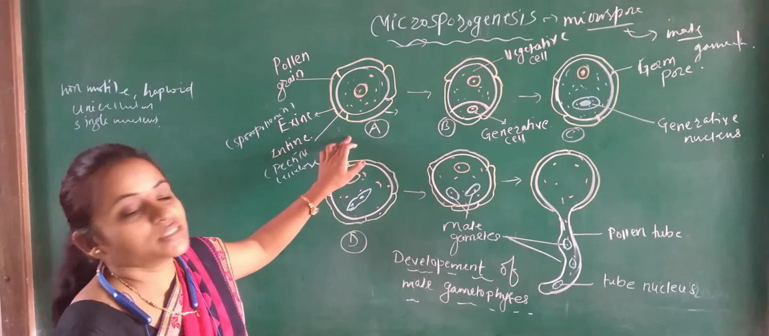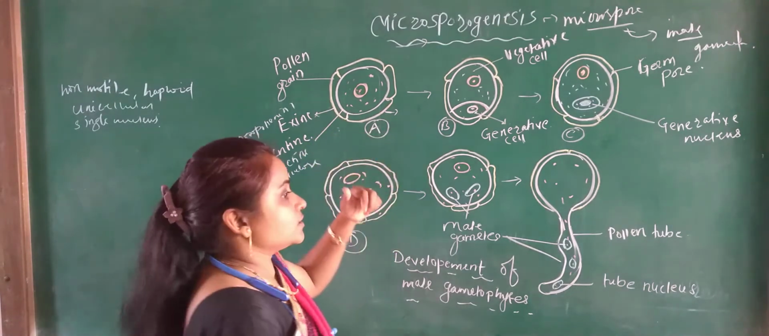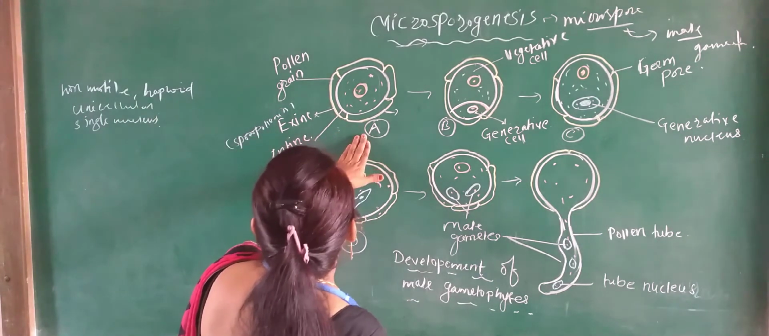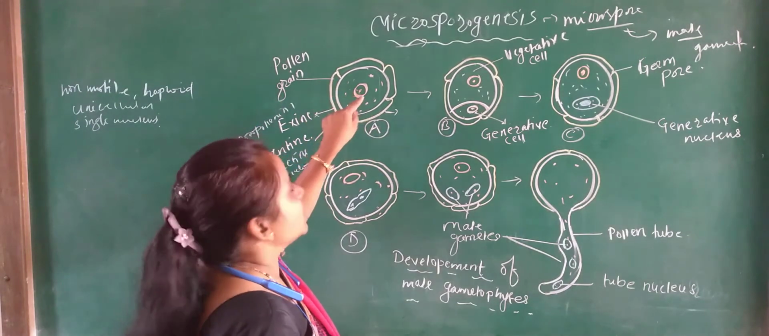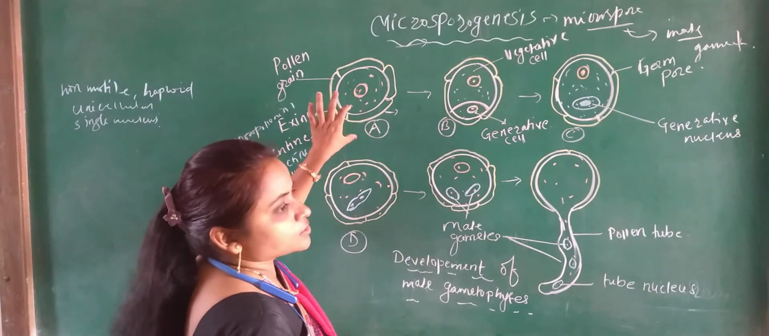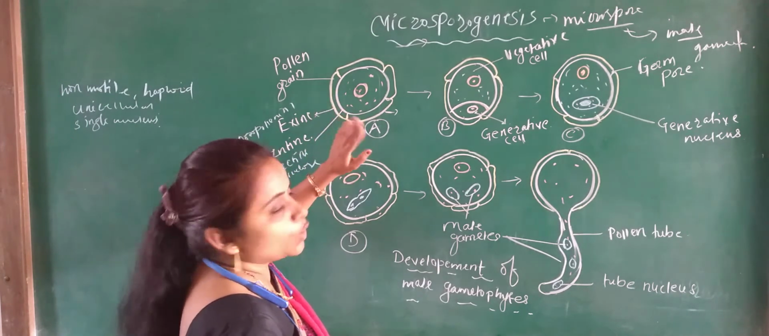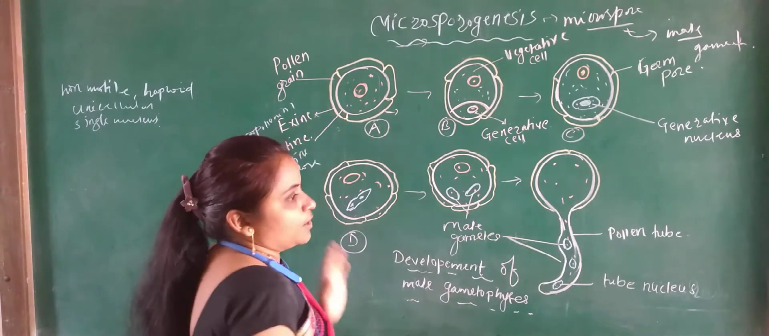The pollen grain mostly has different characters: it is non-motile in nature, haploid in nature, unicellular, and has a single nucleus. It contains the single nucleus. Non-motile means it does not move.